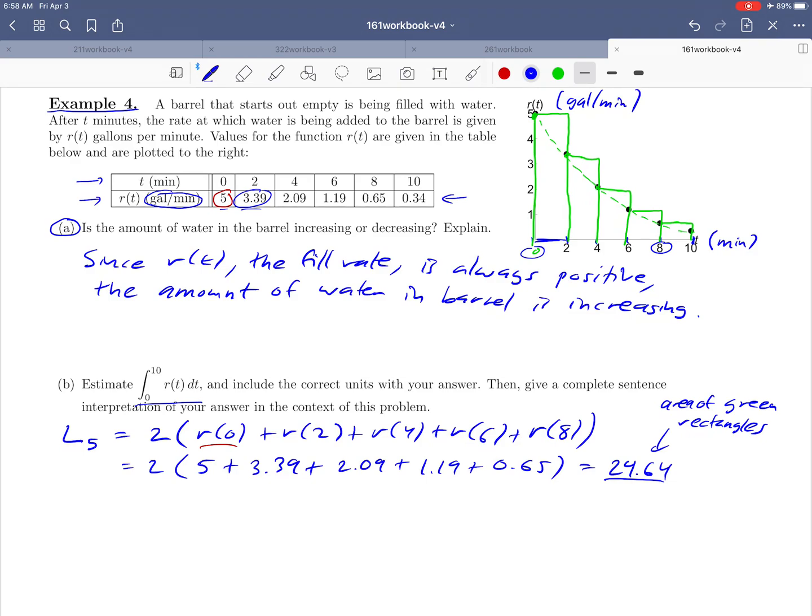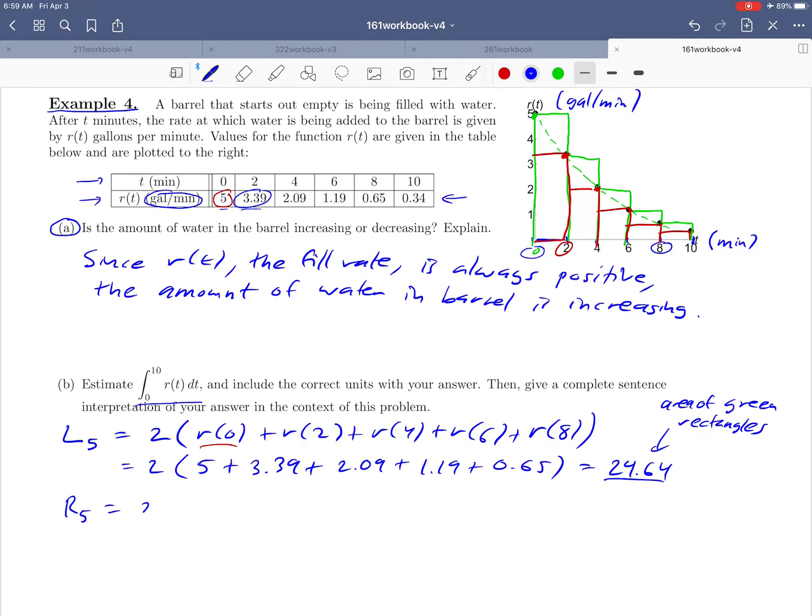Okay, so what about the right sum? All right, well, this time we're still going to have rectangles of width 2, but we're going to be looking at the right-hand endpoint. So between 0 and 2, the right-hand endpoint is 2. So we're going to use the function value at 2, and our first right sum rectangle would look like that. Okay, and we keep using the right-hand endpoints, and get a collection of shorter rectangles.